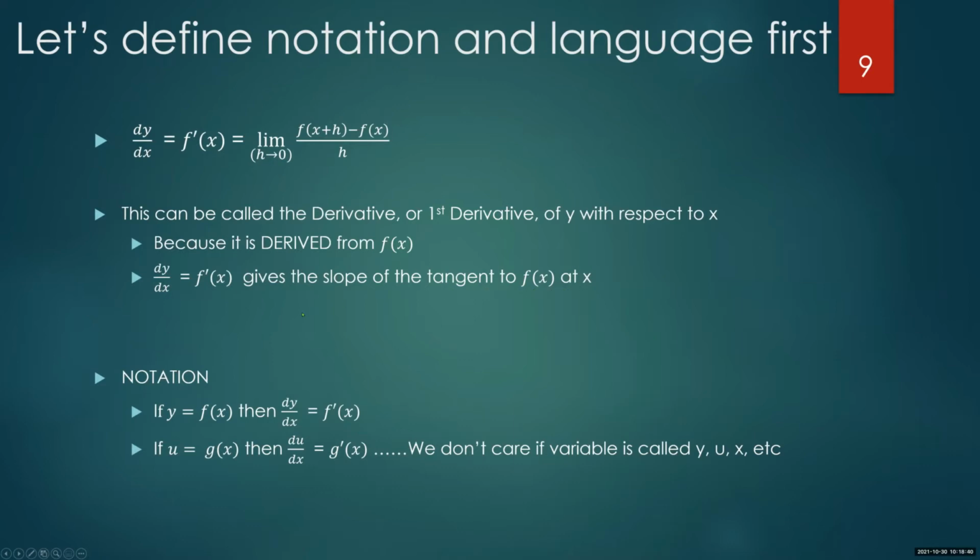So some notation then. If y is equal to f of x, then dy dx is equal to f dash of x. But we don't always have to talk about this in terms of y and x. In fact, we can call functions or variables anything we want. So if u is equal to some function g of x, then du dx is equal to g dash of x. So we don't care if the variable is called y or u or x, as long as we don't mix them up.